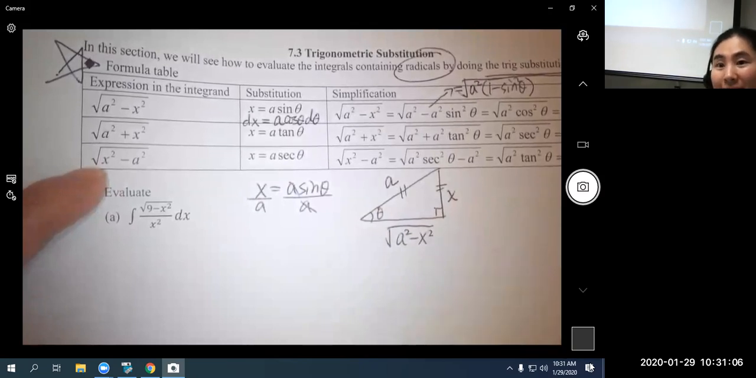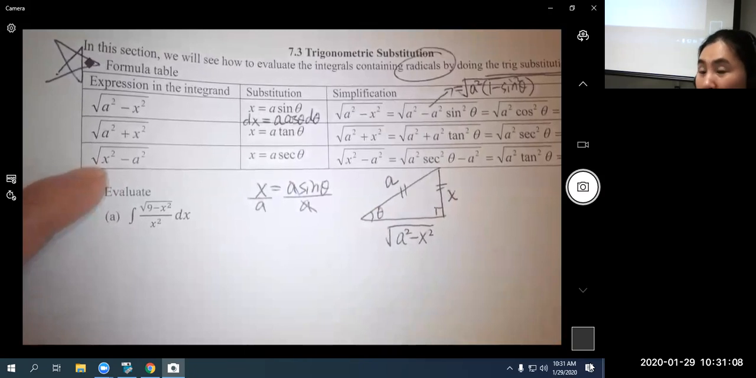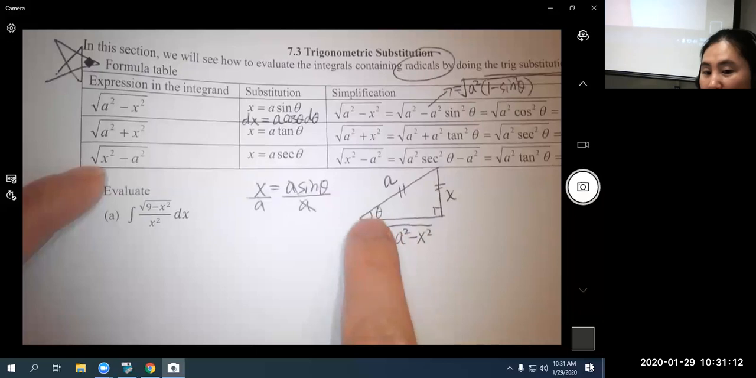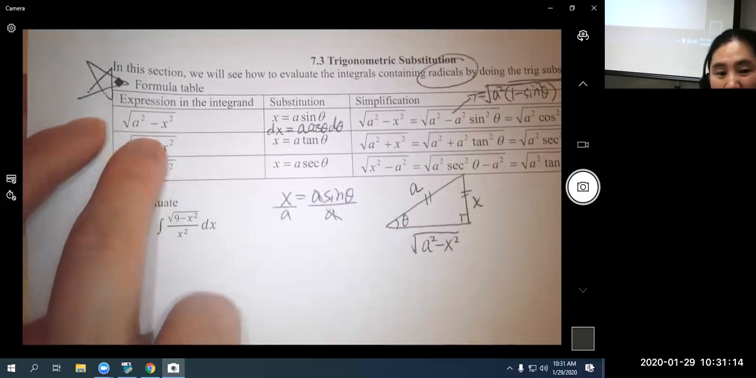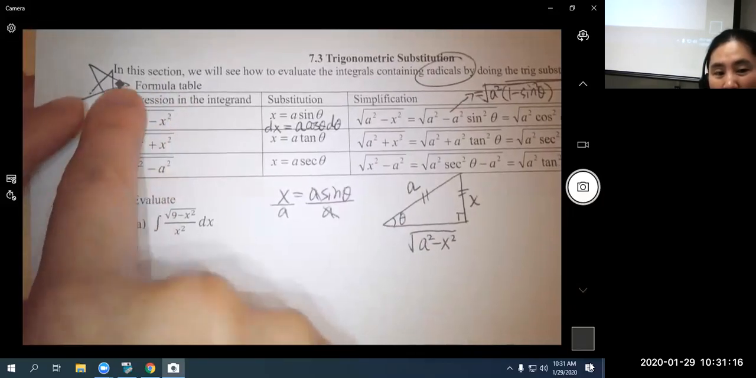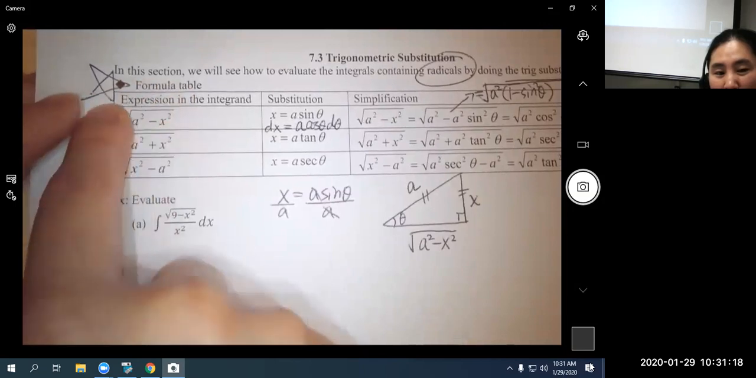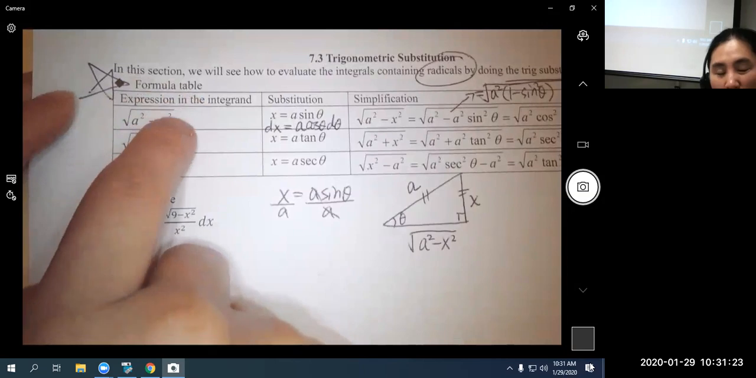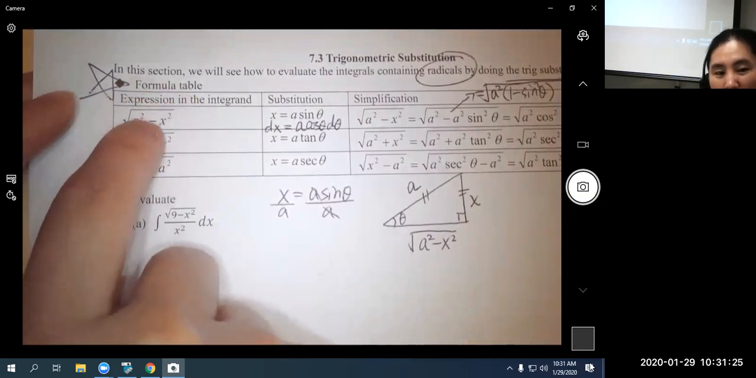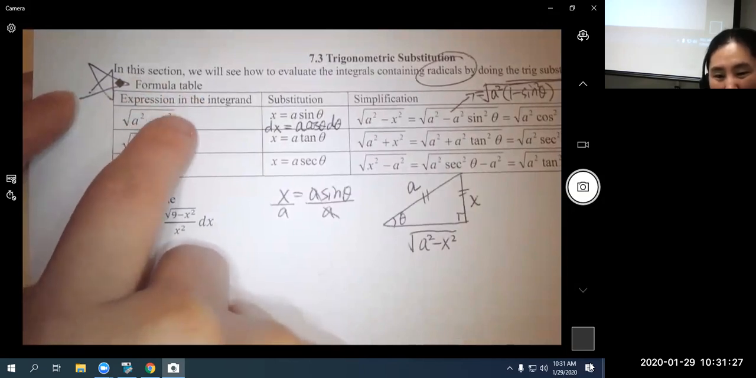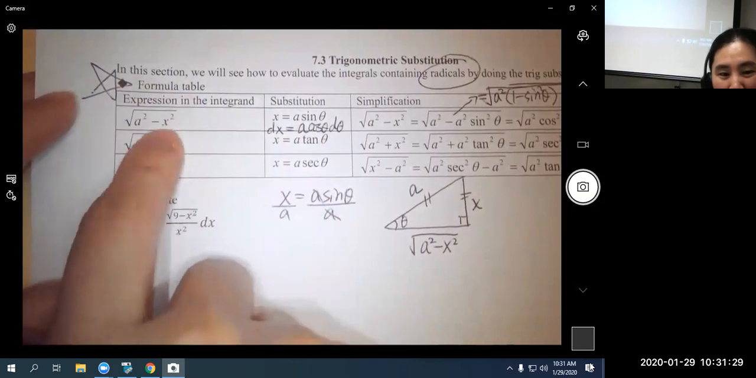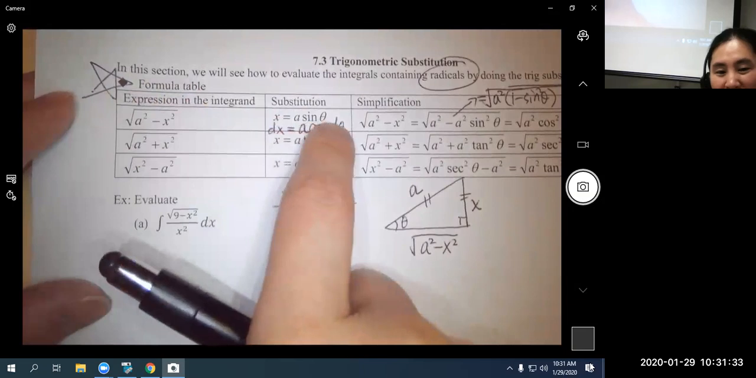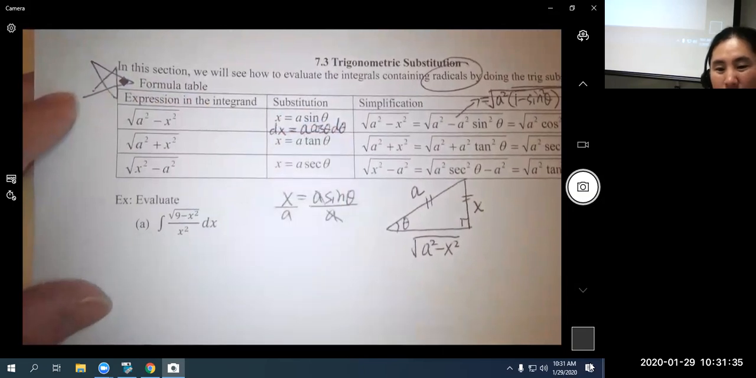Right, John? Pythagorean theorem, right? So a squared minus x squared, and the square root gives us the length of this side. And then this is a what? The radical shows up in the question. If we have a squared minus x squared, the constant is in front and then minus x squared, okay? So that's why if we have a radical that looks like this, we're using this substitution by using sin, okay?